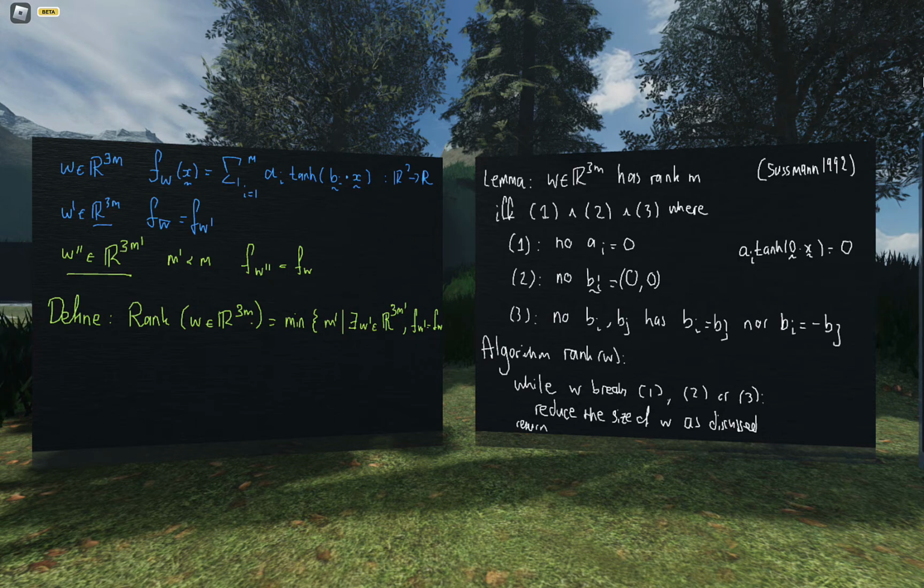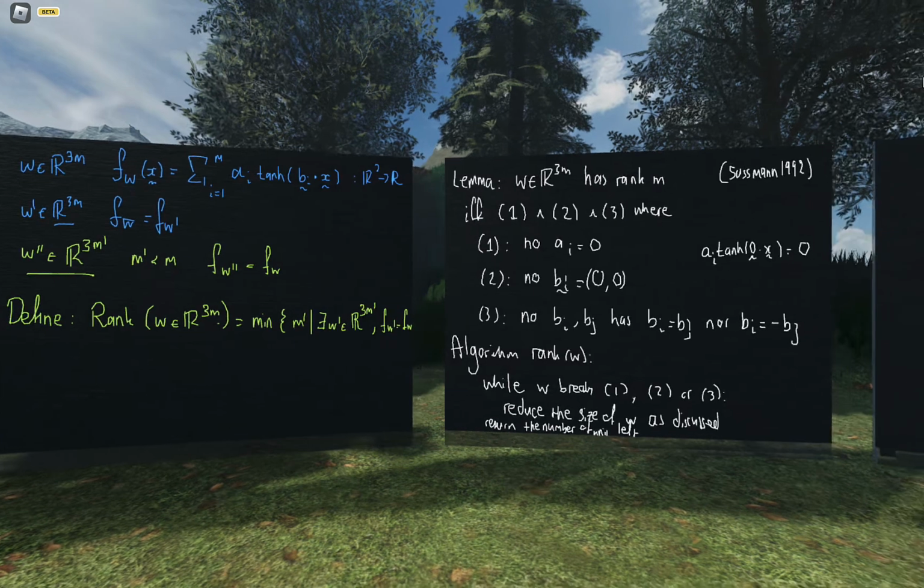I don't have the notation here to say the number of units that are left in W, but I guess I'll just write that: the number of units. That's the rank. So this is my algorithm for finding the rank. The lemma comes from Sussman, and I've just turned that into an algorithm by repeatedly applying it.